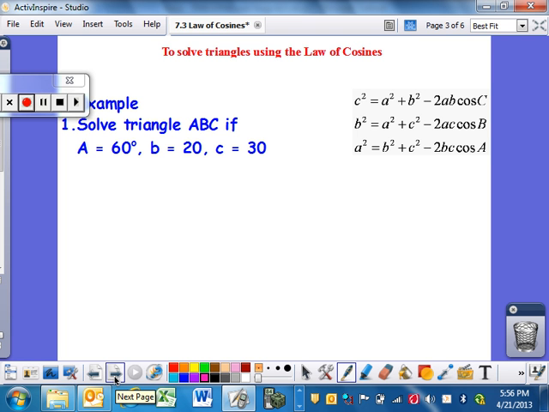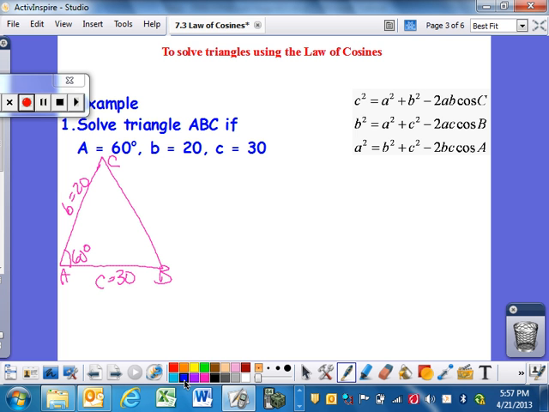So if I say solve for triangle ABC given this scenario. Alright, so I have A, B, C. Angle A is 60 degrees. Side B, so little b, is 20. And side C, that'd be this guy right here, is 30. And I want to solve for the triangle.